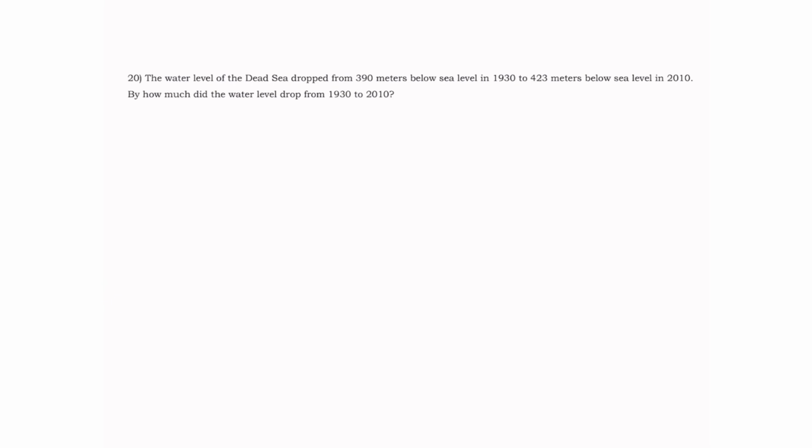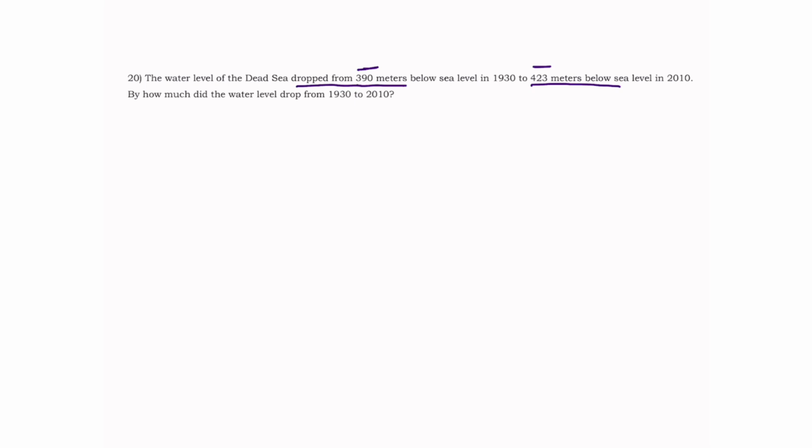Next one, what does it say? The water level of the Dead Sea dropped. It dropped from 390 meters below sea level in 1930 to 423 meters below sea level. It is dropping. What was the level? From 390. Now the new level is 423. By how much did the water level drop from 1930 to 2010?